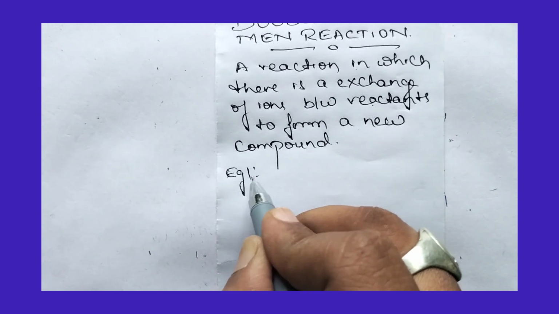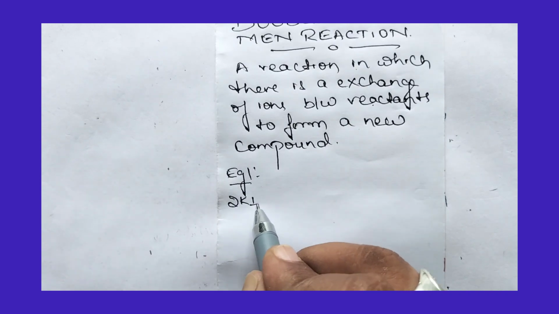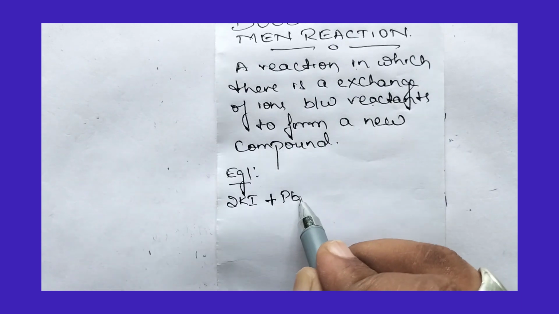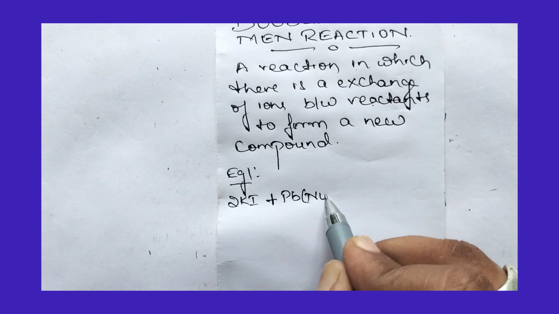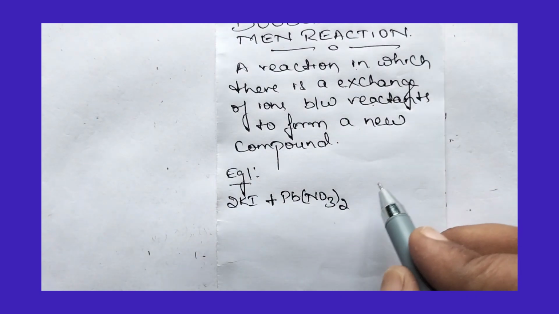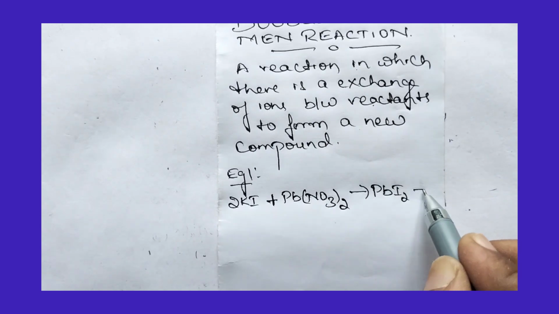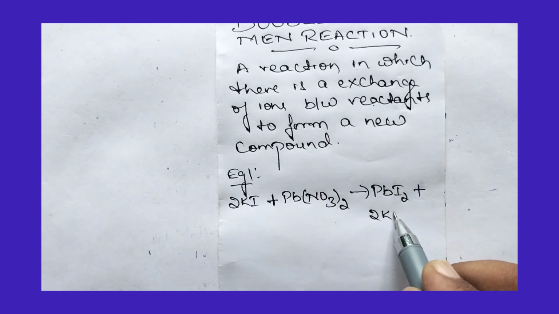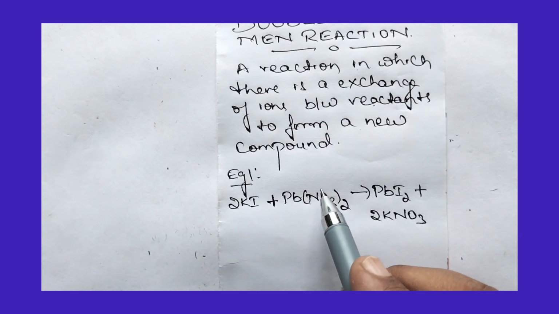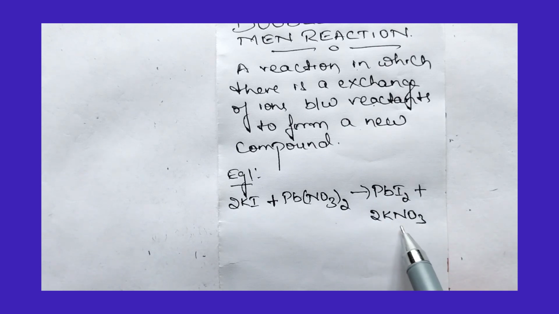So let us take example 1. In example 1, when potassium iodide reacts with lead nitrate, that is Pb(NO3)2, it forms lead iodide and potassium nitrate: PbI2 plus 2KNO3. This is potassium iodide. When it reacts with lead nitrate, it forms lead iodide and potassium nitrate.